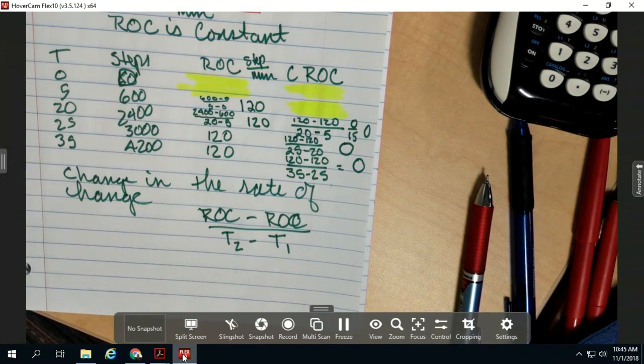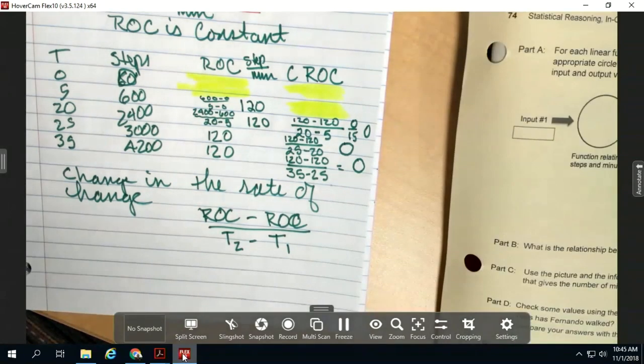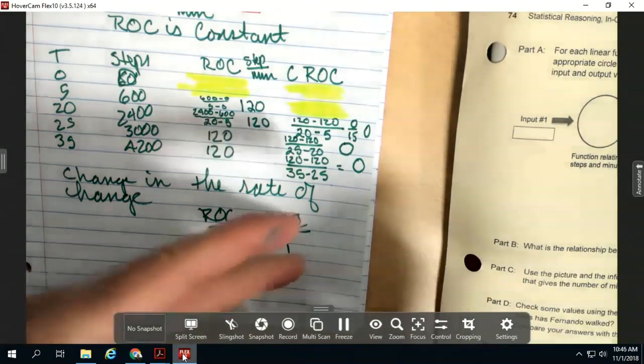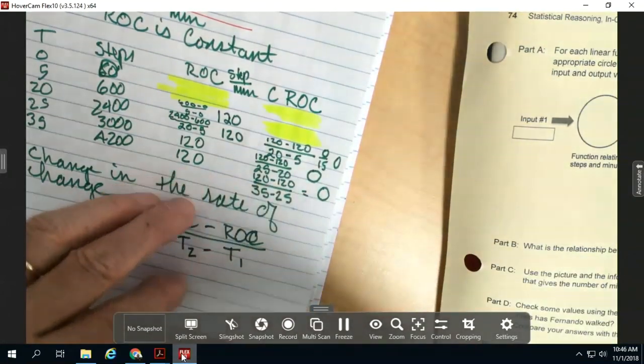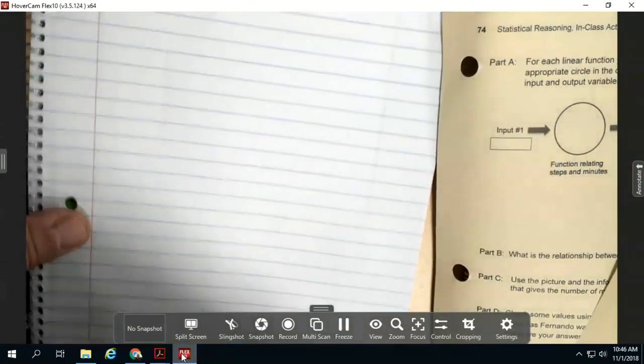Page 74. For each linear equation you found in question 2 and 3, write the steps in the appropriate spots in the diagram. Oops, we didn't do that yet. Sorry about that.